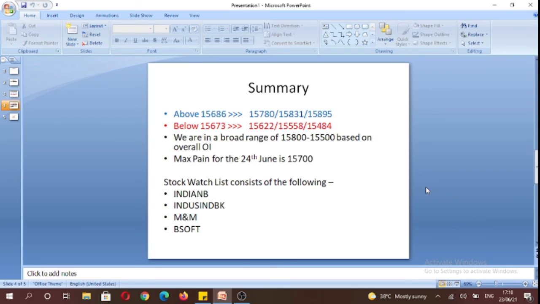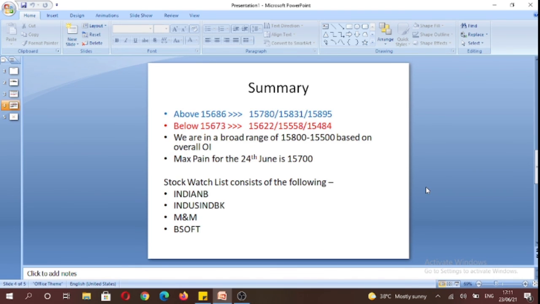Finally, I'd like to summarize that tomorrow above 15,686 levels, we can potentially trade towards 15,831 levels, and below 15,673 level, we can trade towards potentially 15,558 levels. And broadly, we're in a 300-point range on the index based on the open interest data, with 15,800 likely to act as a resistance and 15,500 likely to act as a support. And the max pain is nestled in between the 300-point range, and max pain for tomorrow's expiry is at 15,700. So if market expires around 15,700 levels, call and put option writers would be making profits, and call and put option buyers of 15,700 strike would be making losses.